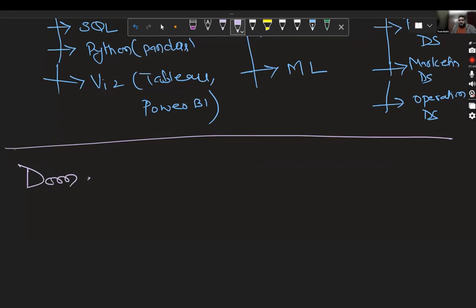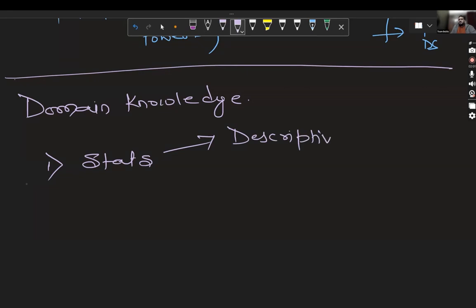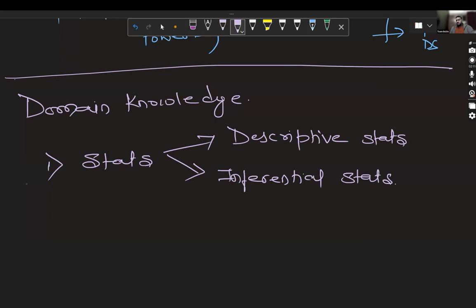Like I said, in domain knowledge, we would be primarily talking about two kinds of topics. First is what I call stats. Stats also has two dimensions. First one in stats is called descriptive stats. Second is inferential stats. Okay. So let's understand what these mean.